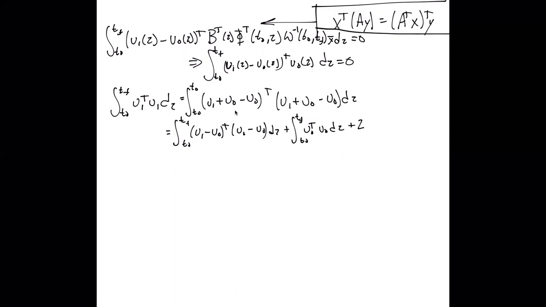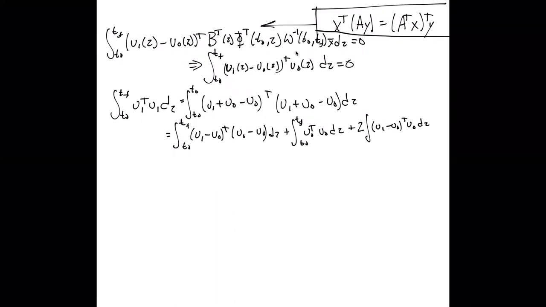right? Now this is just taking a portion of this and doing the product. So we get (U1 minus U naught) transpose times U naught d tau. Okay, so now, as we showed a couple lines higher, of this guy we have this equivalency right here, so this guy goes to zero, since we have this equivalency.